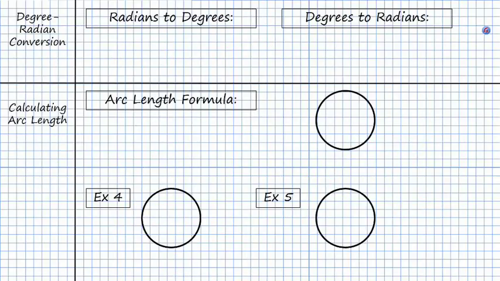Now let's talk about radians and degrees. Radians and degrees are just two different types of measurements. It's like when you're going from imperial units to metric units, right? When you're converting from feet into meters or yards into meters, it's the same thing. They're just two different ways to measure the same type of number, and we're talking about angles specifically.